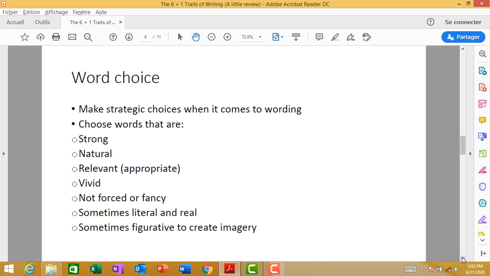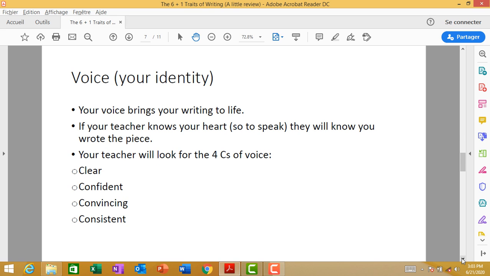Sometimes you want to choose words that are literal and real. Sometimes you want to create imagery by using figurative speech, using figurative words. Now let's talk about your identity, your heart, your voice.